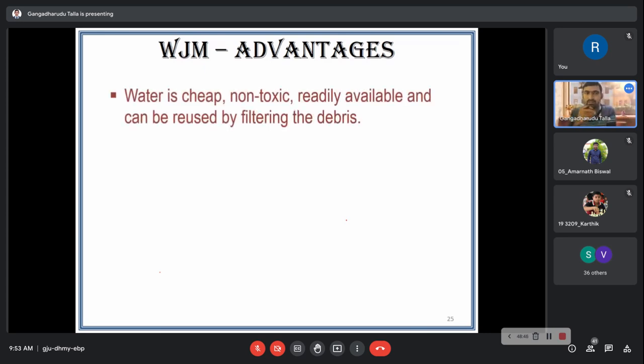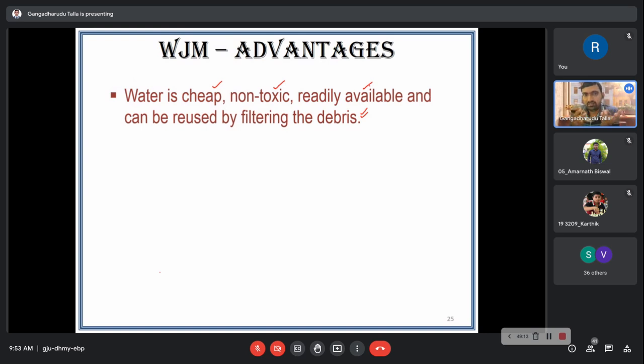Advantages. Water is cheap. This is one major advantage. Non-toxic, that is also very clear. Easily or readily available and can be reused by filtering the debris. So in water jet machining, you have these advantages. You can compare with abrasive jet machining, which is also unconventional machining.